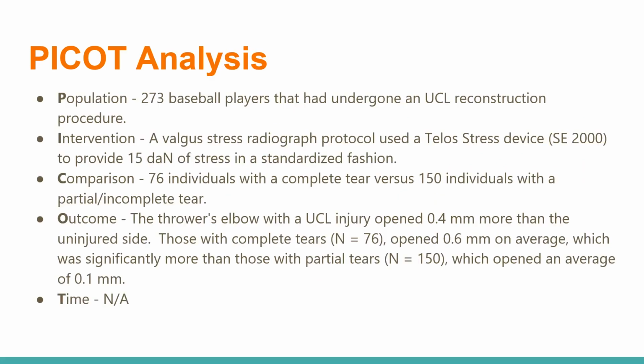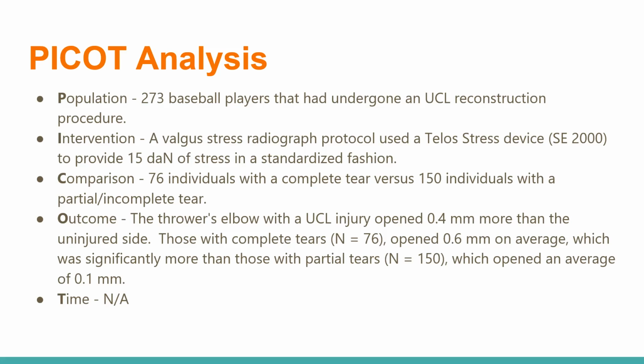As far as the PICOT analysis itself, the population included 273 baseball players that had undergone a UCL reconstruction procedure. The intervention was a valgus stress radiograph protocol, used a TLOS stress device to provide stress in a standardized fashion. Comparison was 76 individuals with a complete tear versus 150 individuals with a partial or incomplete tear of the ulnar collateral ligament.